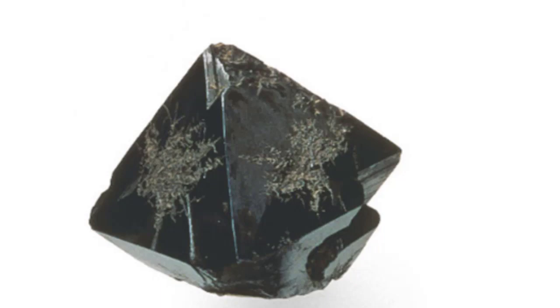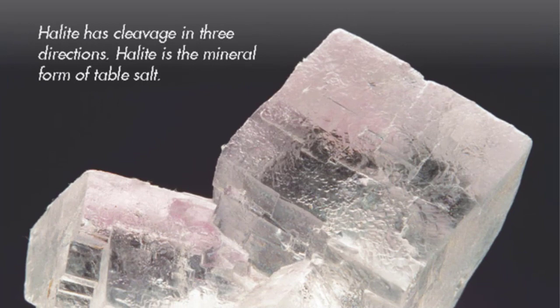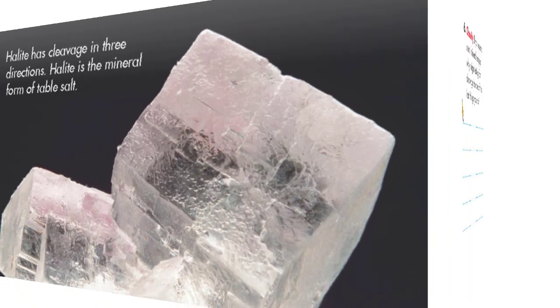Magnetite crystals often form shapes called octahedrons. Halite has cleavage in 3 directions. Halite is a mineral form of table salt. So cleavage is the last way to identify minerals because you should divide it. Maybe when you divide it, it makes cleavage like mica. Maybe when you check it or divide it, you will not get a cleavage like quartz.